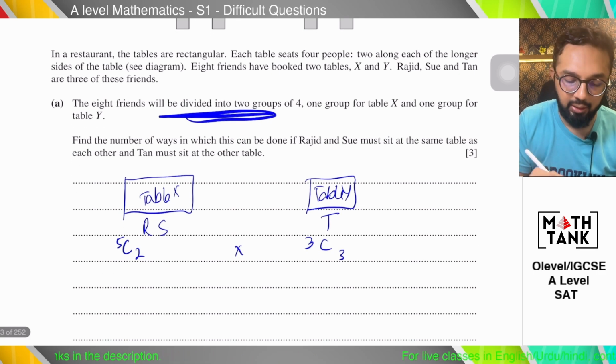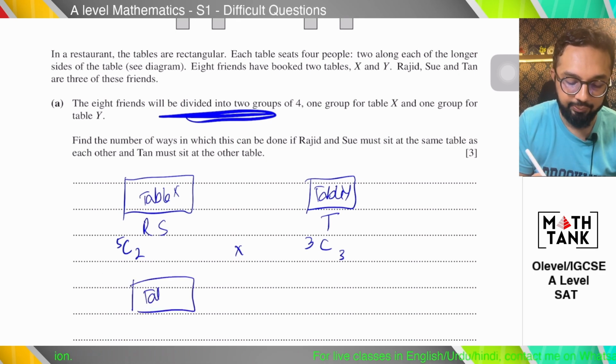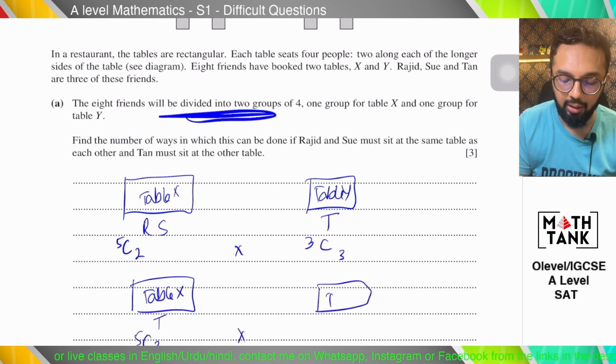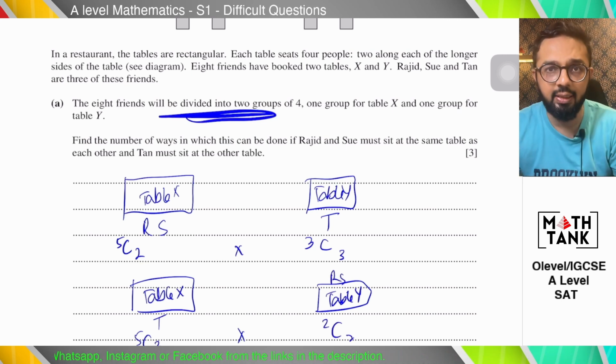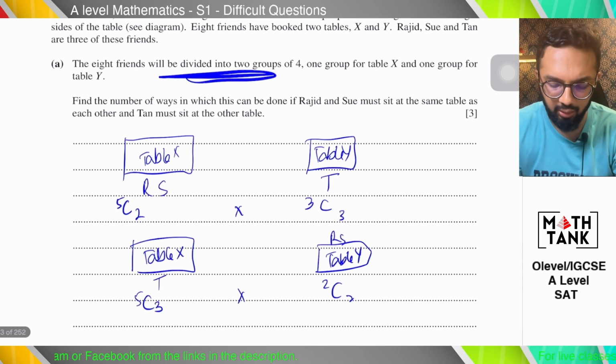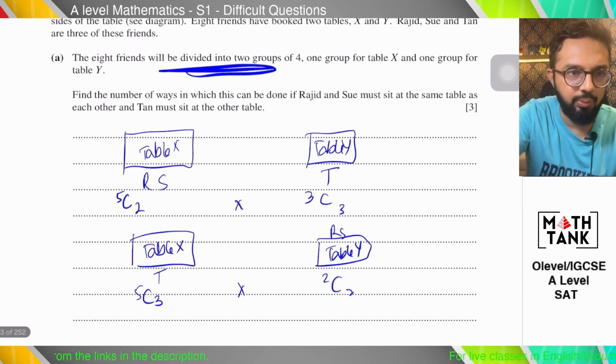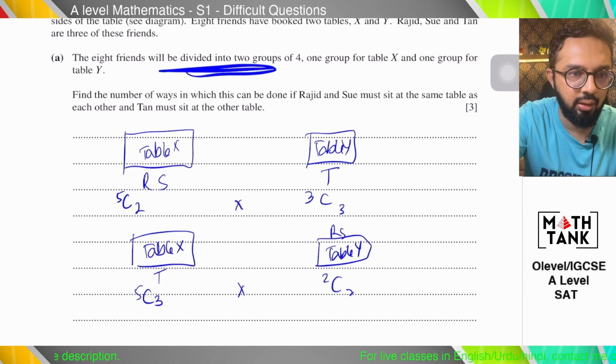But it could be other way around as well. I could have table X and Tam could be sitting here. So 3 people would sit with Tam, and table Y, the remaining people will sit with Rajat and Sue who are sitting here. On any side, it doesn't matter. I'm not arranging them right now. It's just 5C2 into 2, I think.